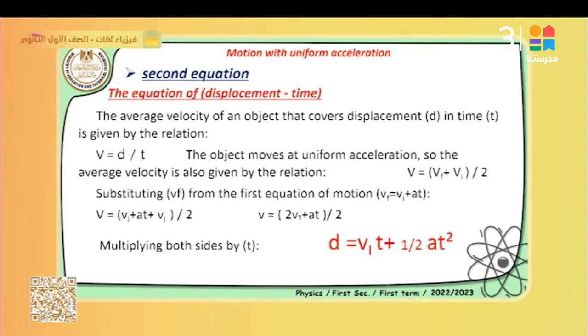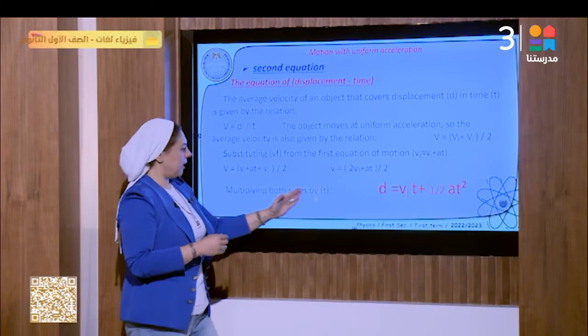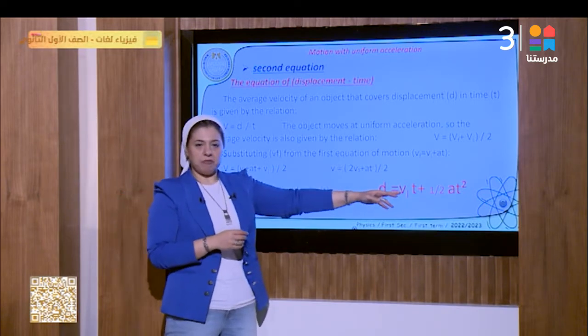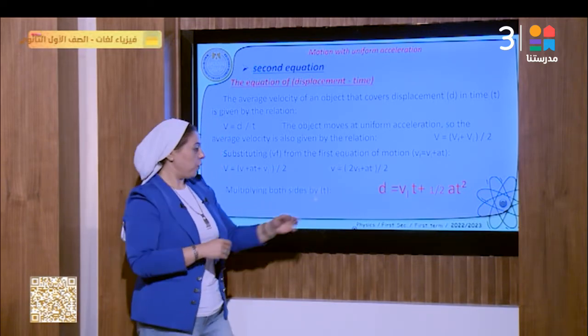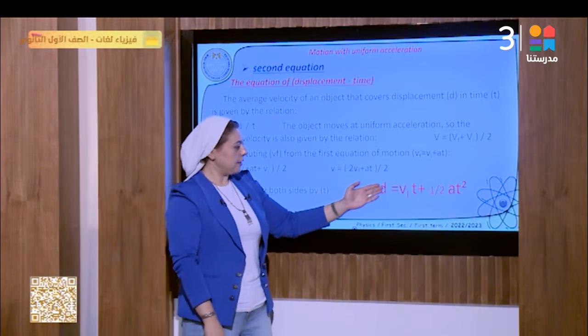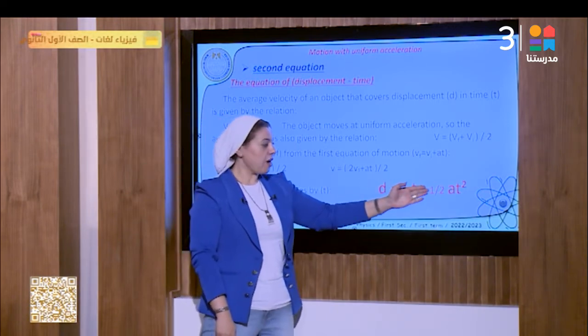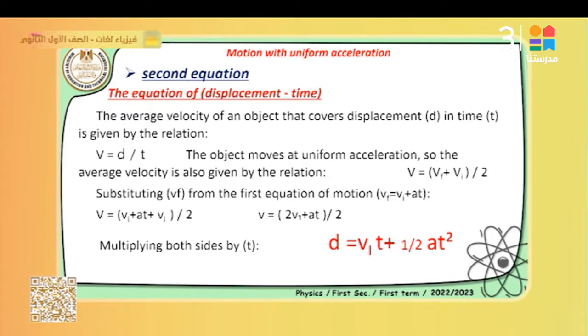By developing your mathematical skills, you will get a final equation or a final second equation عندي, which is denoted as you see, d equal v initial t plus half at squared. And this is the second equation that we use to express or find the total displacement covered by the object during the motion.